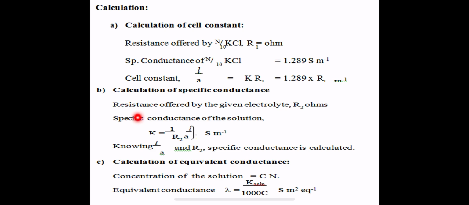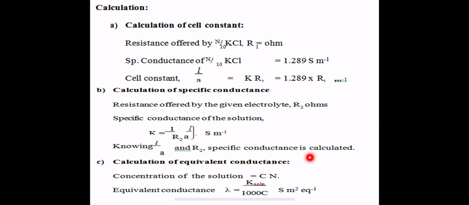Next is the specific conductance. Let the resistance offered by the given electrolyte be R2 ohms. Then the specific conductance of the solution can be found by substituting into this equation. By knowing the value of L/A, the cell constant, and the value of R2, the resistance offered by the given electrolyte, the specific conductance is calculated.